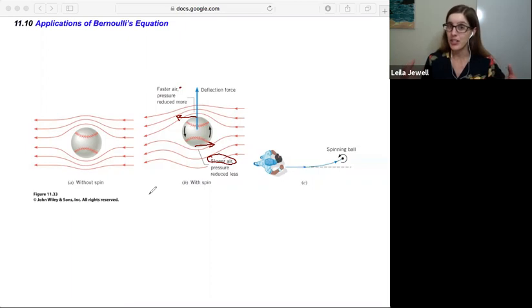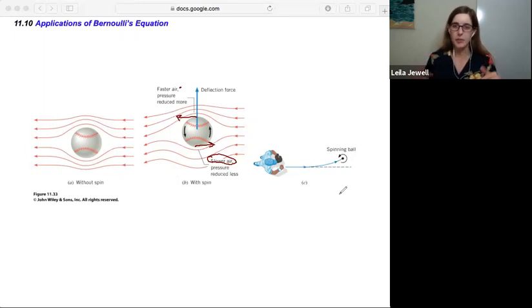If you have a region that's faster air versus a region with slower air, you're going to get a difference in pressure, right? There's going to be a difference in pressure, and there's going to be a force on the ball toward the lower pressure region, toward the area where the air is moving faster. So that creates the sideways force on the ball from it spinning so that it no longer travels in a straight line, but it whoop, bends off to the side. And this, once again, just comes from Bernoulli's equation.